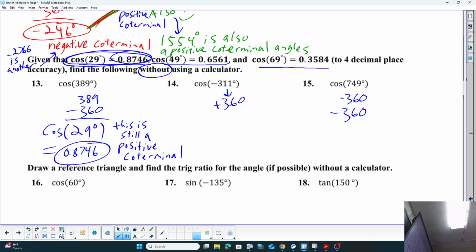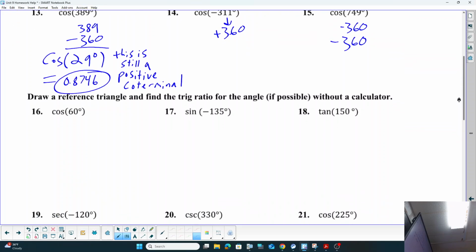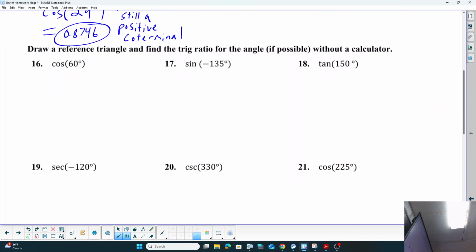So now I want you to draw a reference angle and find the trig ratio for the angle, if possible, without using a calculator.